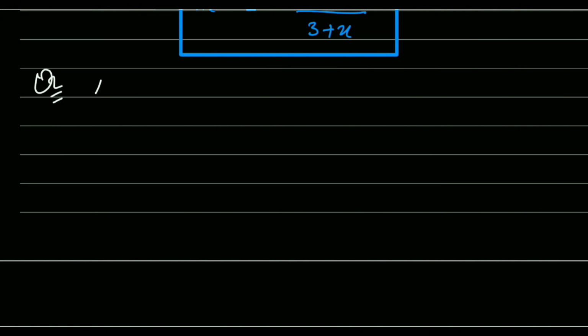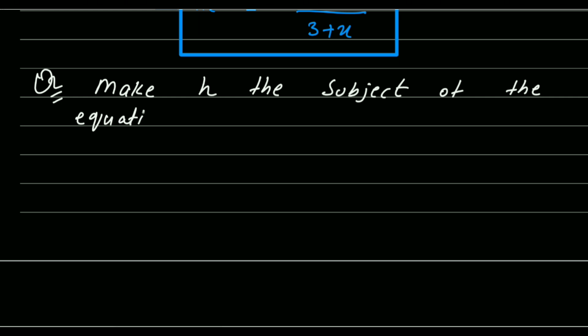Next question. Make h the subject of the equation. The equation is v is equal to 1 by 3 a h. So we are going to make here h the subject.